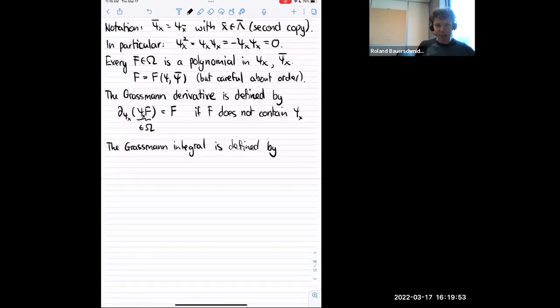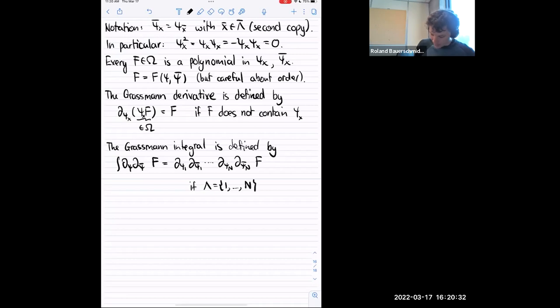And, well, the Grassmann integral is denoted, well, I'm going to denote it like this. Going to write an integral sign and maybe d psi bar. But instead of writing d, I like this notation where it's actually a derivative, because it turns out the Grassmann integral is just a derivative. It's just the derivative with respect to psi 1, psi 1 bar, through psi n bar of f, if say our finite set lambda is just 1 through n. And so we apply it to some element.